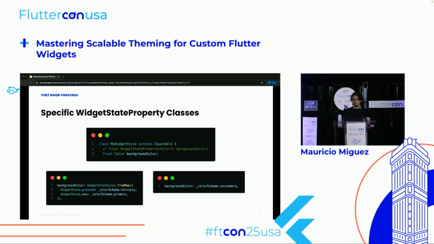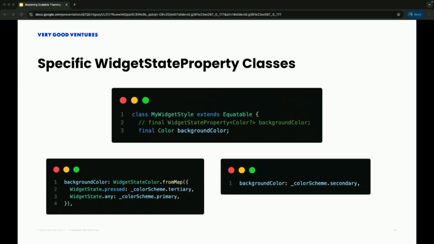So you can have it both ways. And what I mean by this is this. Let's say we go back to our widget style and remove the widget state property altogether and continue having a background color of type color. We can still be defining our background color as a from map, or we can just set a static background color. So you can have both implementations in the same one.